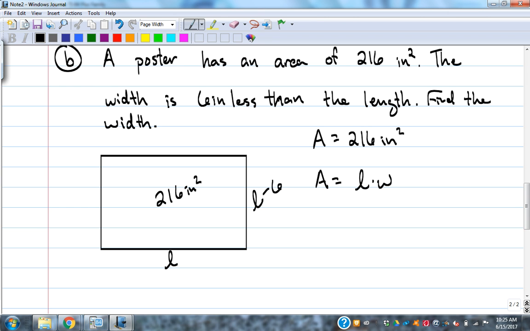Now, I noticed it didn't ask me to find the length. It asked me to find the width. But if I can find the length, it's pretty easy to find the width. I just subtract 6 from it, okay? So I'm going to take that information and plug it into my formula for the area, and set it equal to the area that I know that it is. So I'm going to take length times width, L minus 6, and that should be equal to the area that they gave me, and it's 216 square inches.